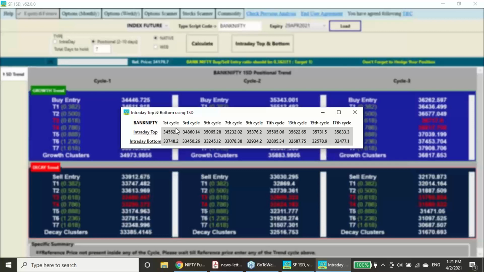So different cycles it should move. Here, top and bottom should not be related to your trading level. However, top and bottom can be taken as a guiding post for your trade.